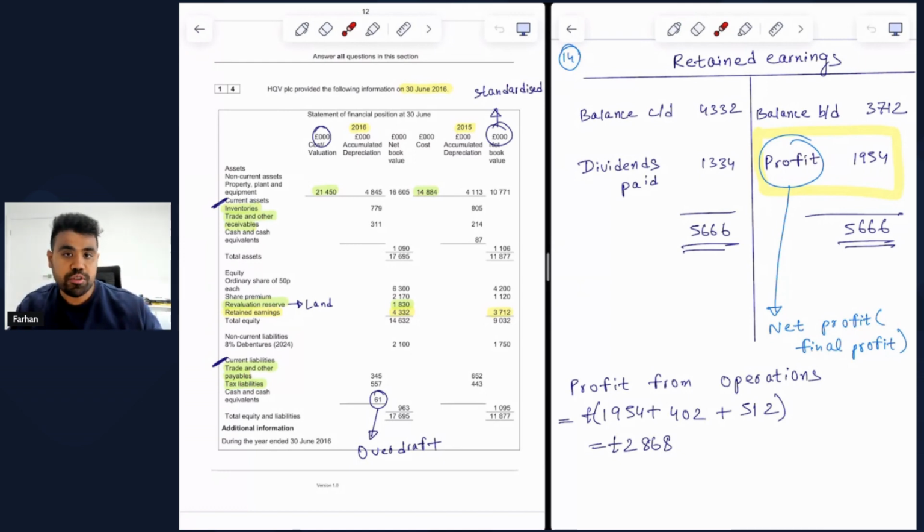This is question number 14, taken from the sample set that is provided by AQA. I'll be linking that question paper in the description, so make sure to check that link. With that being said, let's get started.